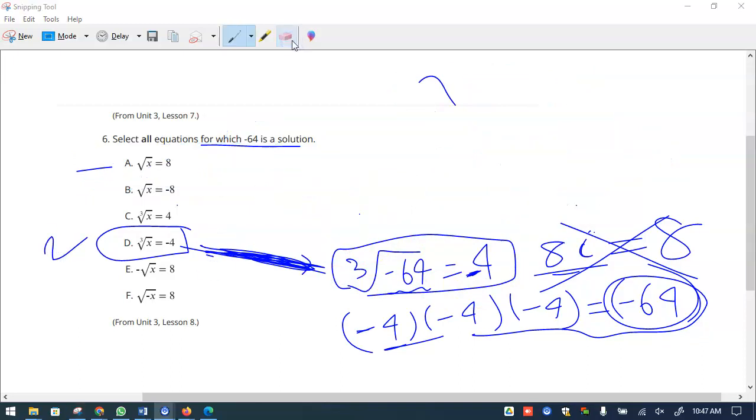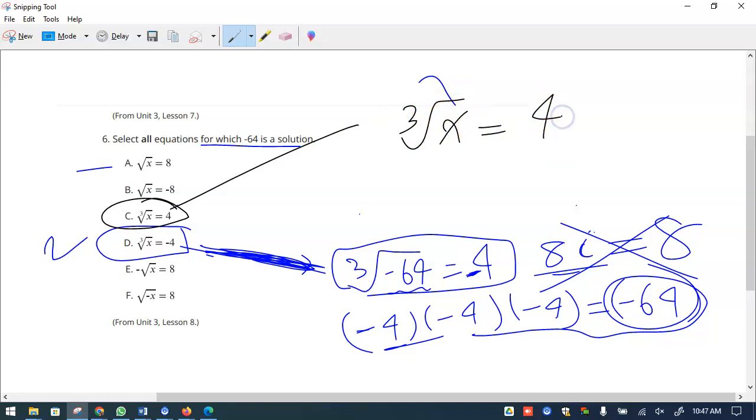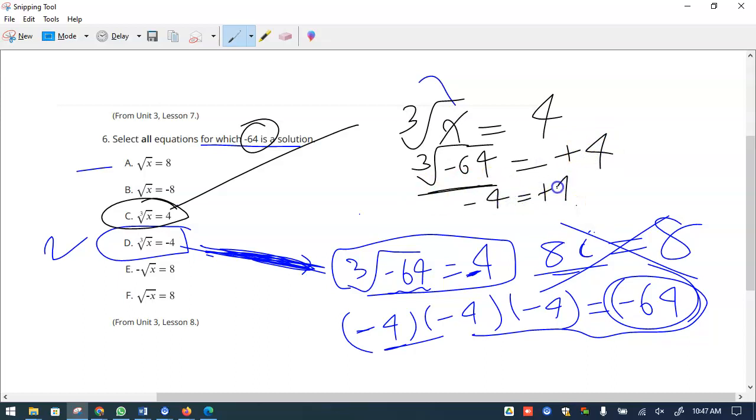But let me clarify this. This one is different. This is cube root x is 4, and in C, if you put minus 64, it is cube root of minus 64. The right side is plus 4, but the left cube root is minus 4. So you are saying minus 4 equals plus 4, and this is false. So this is not a solution. This is not a solution. This is not. But this is a solution.